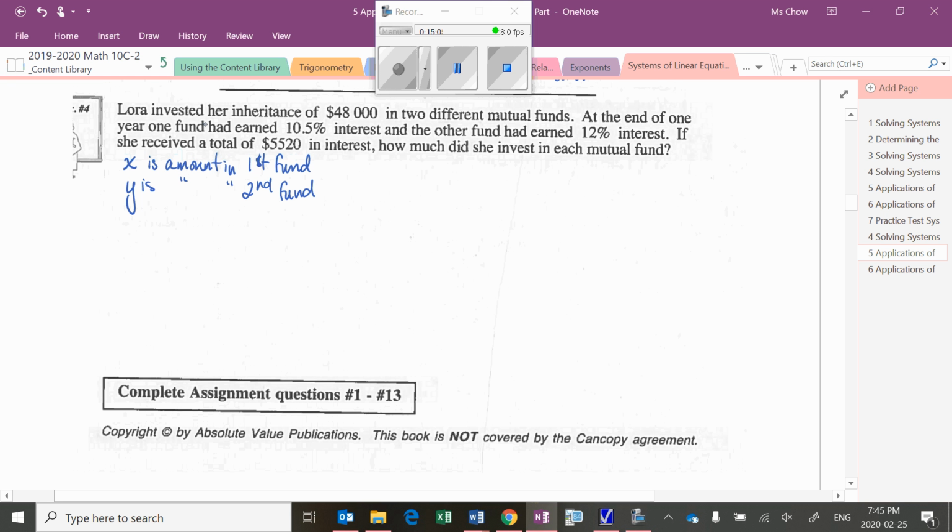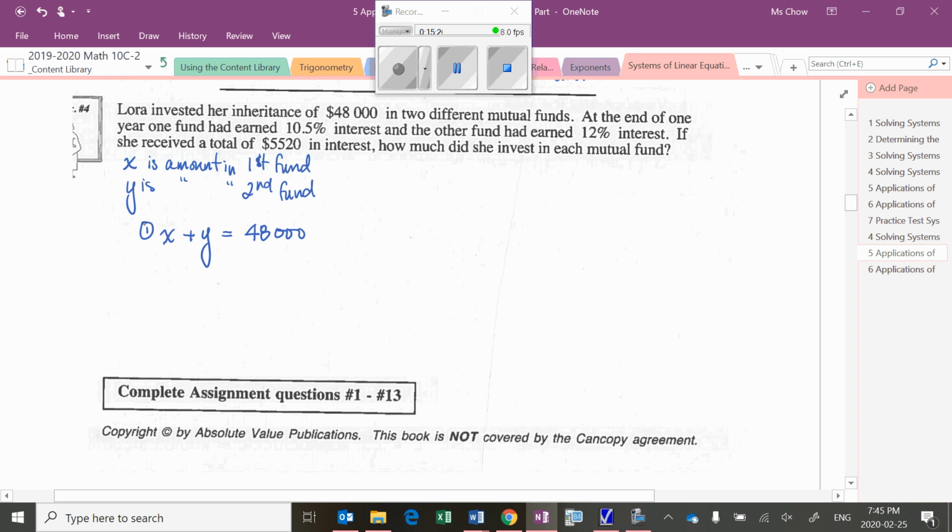So what do we know? Our first equation then, if the total amount she's invested is 48,000, so we know the amount invested in the first fund, X, plus the amount invested in the second fund, Y, is going to have a total amount of $48,000. So that's our first equation.